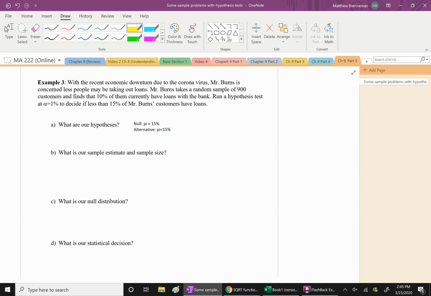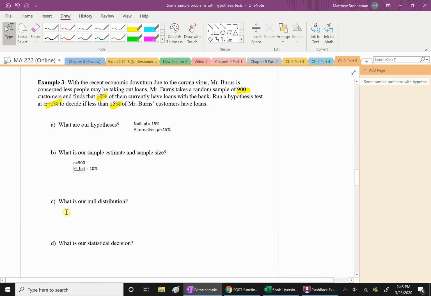Again, we look at the numbers here. This is our sample size. This is our sample percentage. This is our alpha. And of course, this is pi naught. So we know that our sample size is going to be 900. The sample percentage we got was 10%. And again, notice how the estimate is always in favor of the alternative. We're trying to prove that pi is less than 15%, so pi hat has to be less than 15%.